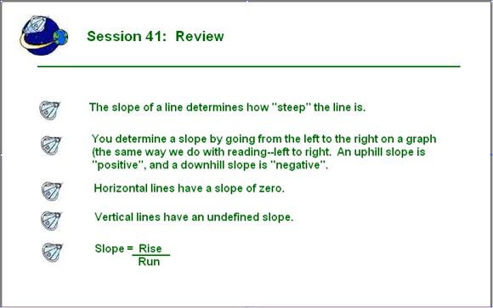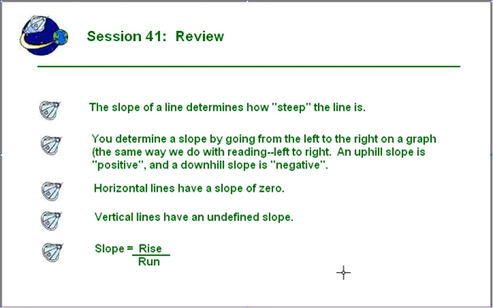Okay, then, quickly as a review, the slope of a line determines how steep the line is. The bigger the number, the bigger the slope, the bigger the steepness. You determine a slope by going from left to right on a graph, the same way that we do when we read, because we read left to right. An uphill slope is positive, a downhill slope is negative. Horizontal lines have a slope of 0.